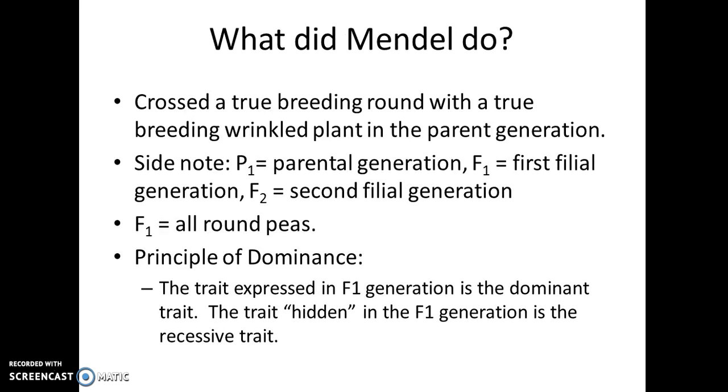So the F1 generation, after you had the parents of the true breeding round mated with the true breeding wrinkled, had all round peas. Then he came up with the principle of dominance because he was wondering what happened to the wrinkled peas? Where'd they go? He said that the trait that is expressed in the F1 generation is the dominant trait. The trait that is hidden in the F1 generation is the recessive trait. The dominant traits are expressed, recessive traits are hidden in the F1 generation.